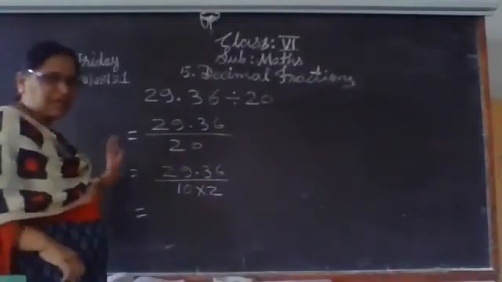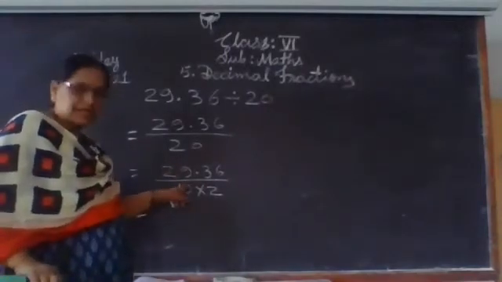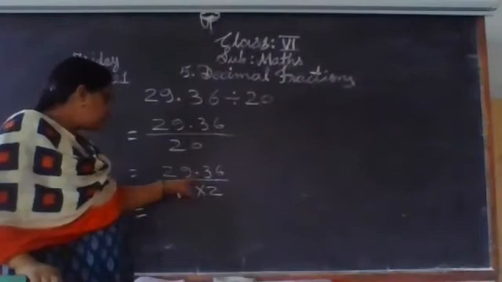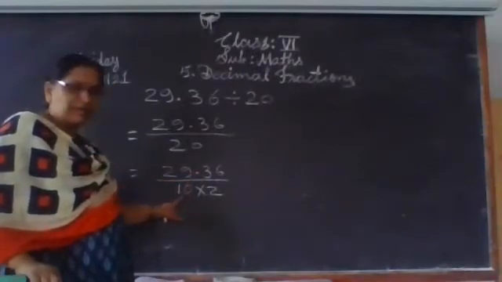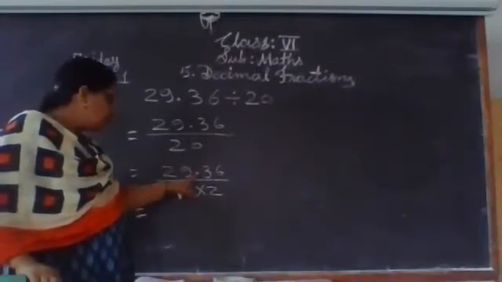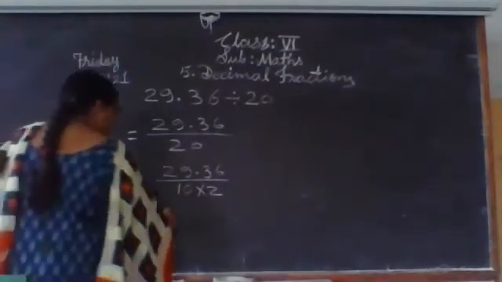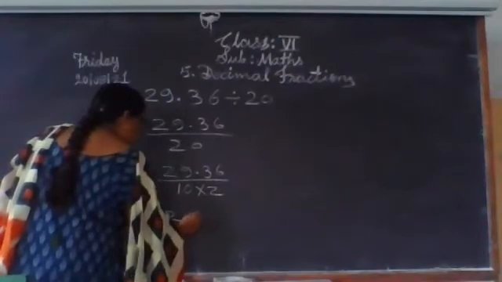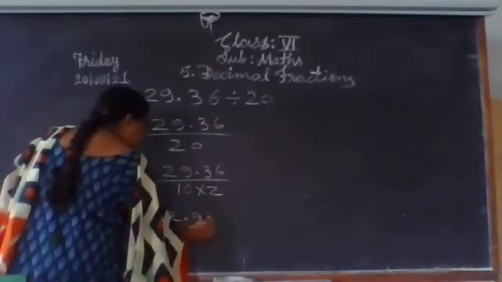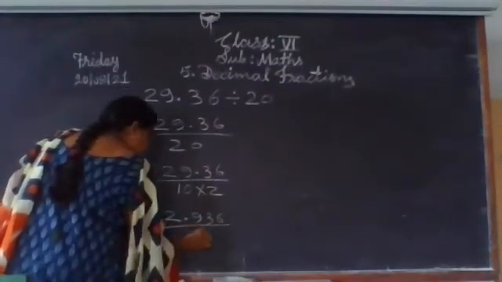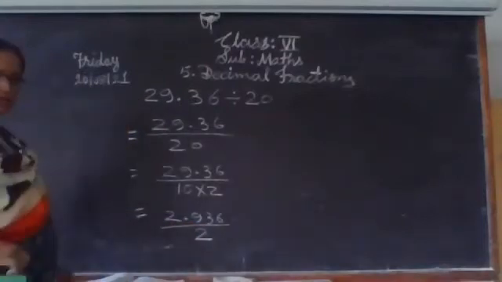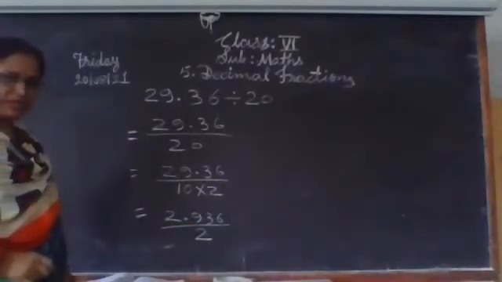Now we learned how to divide a number by 10. So see, beta, the position of the decimal point is here and you have to divide by 10, which means you have to shift one place to the left. So it is 2.936. Now what is left in the denominator? 2 is left. Got it?